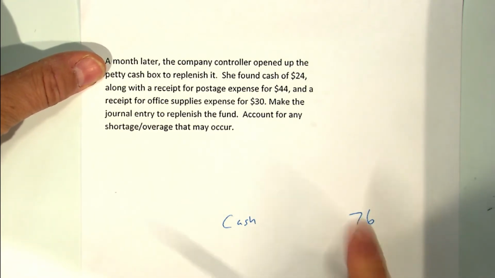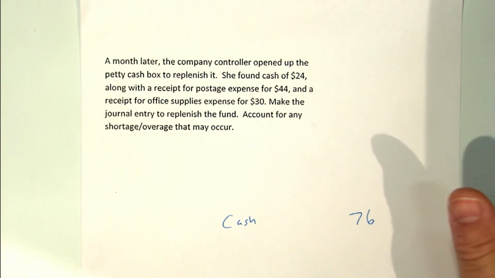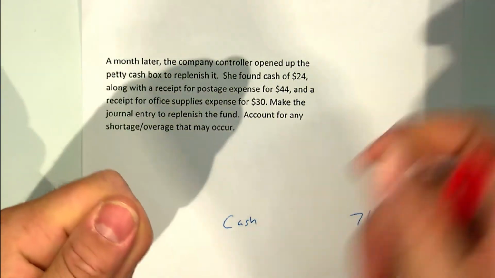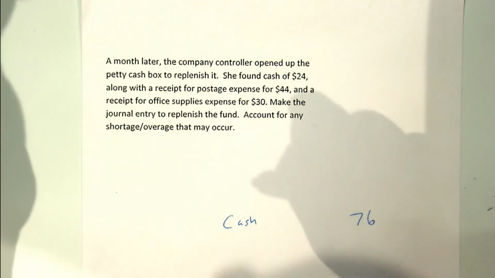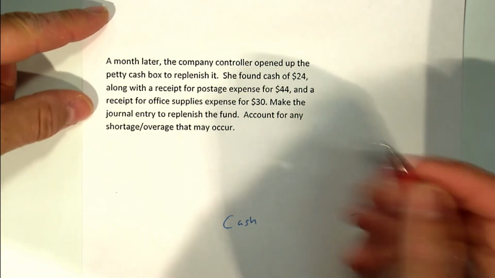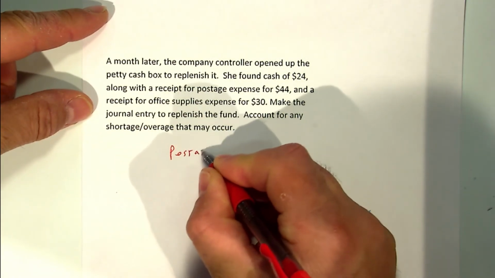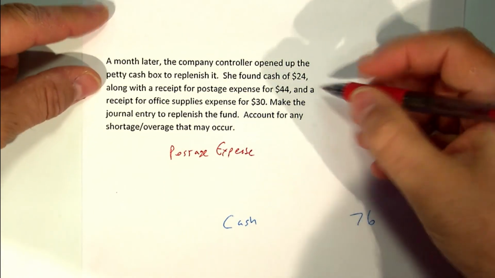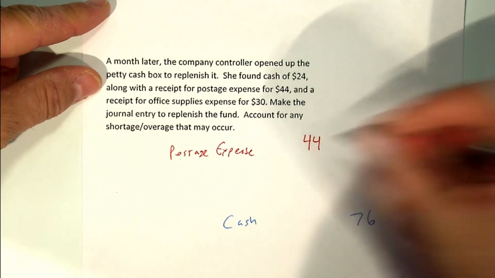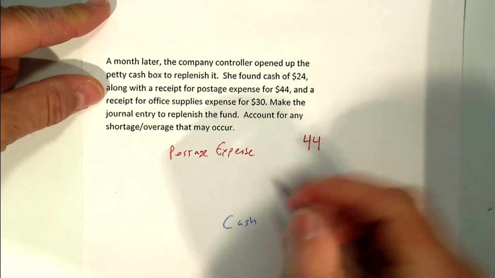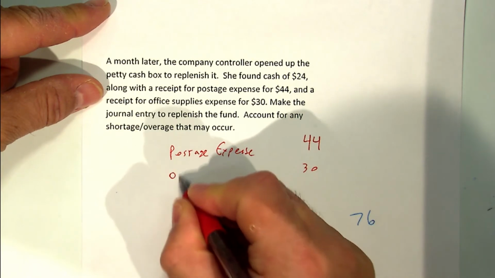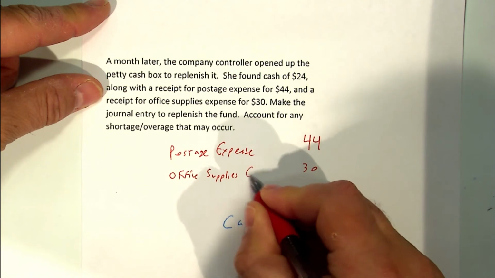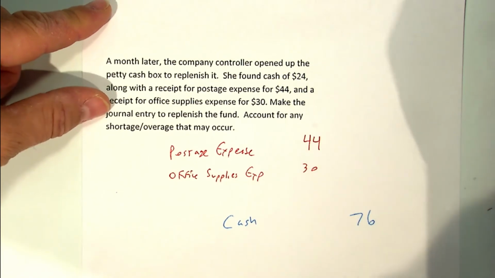So that's cash. The next step I'll put in red, is envision yourself looking through those receipts, and you need to record those on your books. So we had a postage expense for how much? $44. 44? Yeah. And we had office supplies expense for 30. Is that right? Yeah. That's the second step in red.